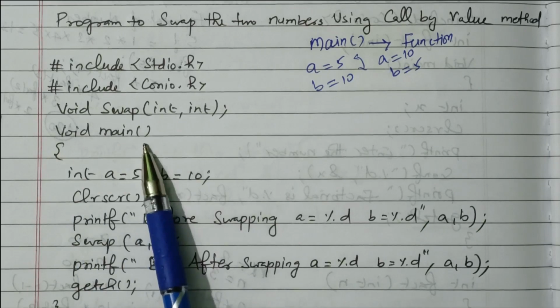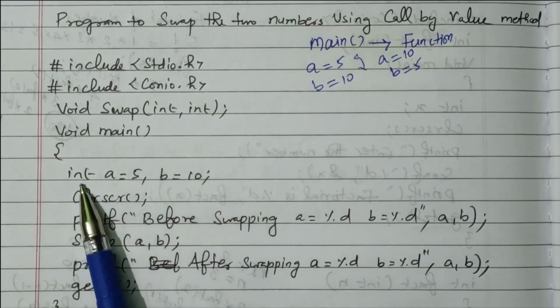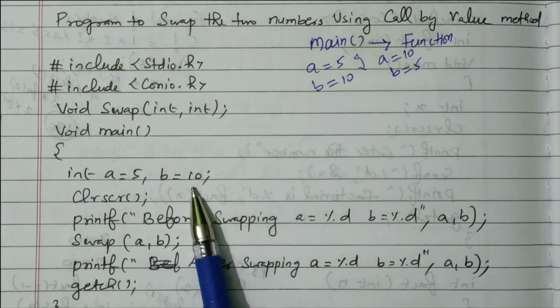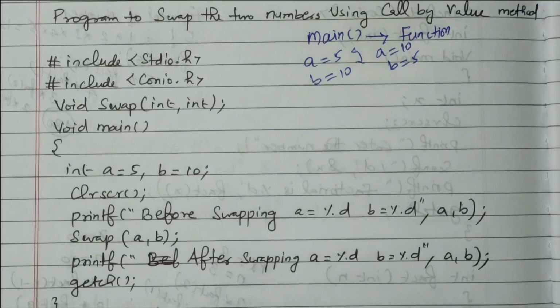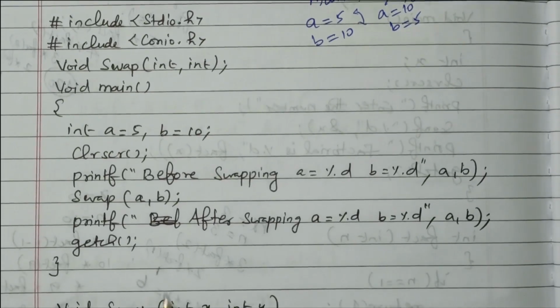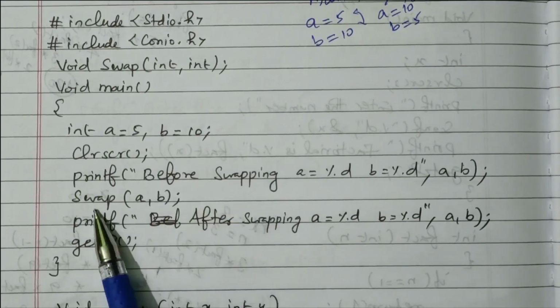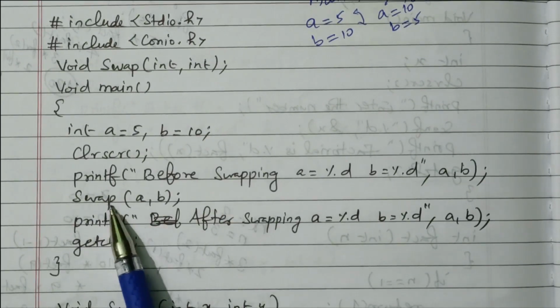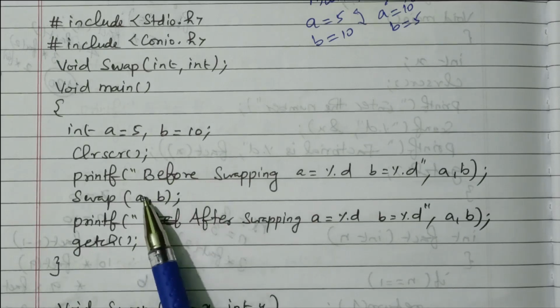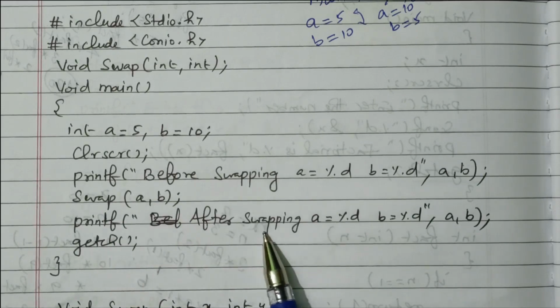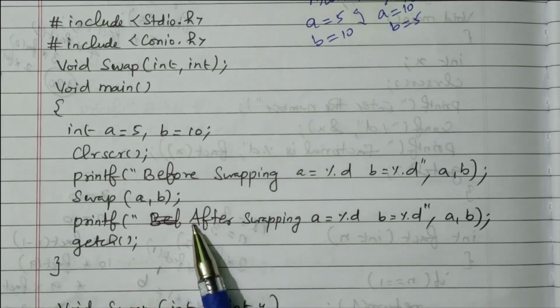Now we can start the program. Void main. We declare the variables, integer a equal to 5, b equal to 10. We are not getting the value from the user, it is directly declared, a equal to 5, b equal to 10. Then clear screen. After clear screen, we are printing the value. Printf before swapping, a comma b. Here we are calling the function, right? Before calling the function, we are printing one time. After calling the function, again we are printing the same values, right? We are printing the value before and after calling in order to verify.